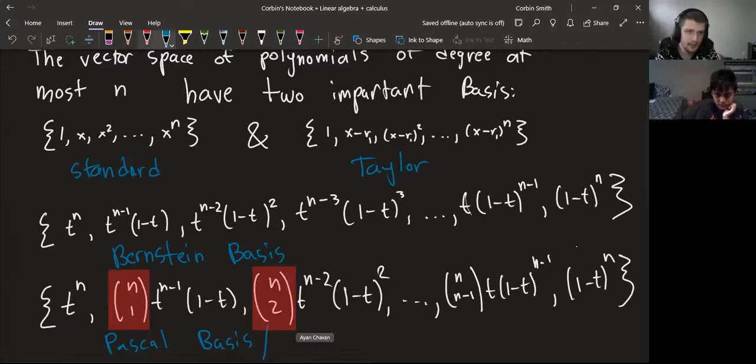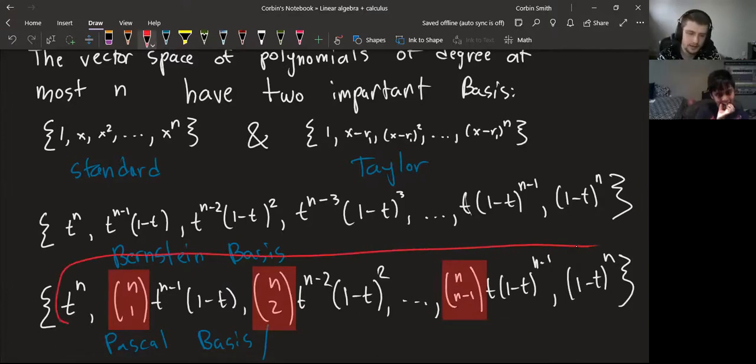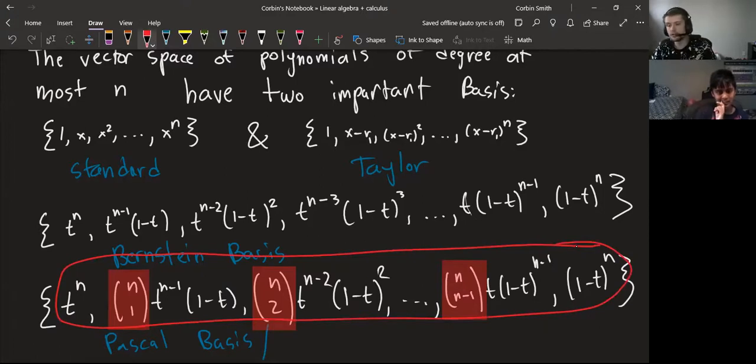Well, what's actually the sum of all of these equal to? If we add all of these up, what number do we get? You mean all the red ones? Yep. Not the red ones, all of them. t to the n plus n choose 1 times t to the n minus 1 times 1 minus t plus n choose 2 times t to the n minus 2 times 1 minus t squared. t plus 1 minus t. Okay, that's just 1.